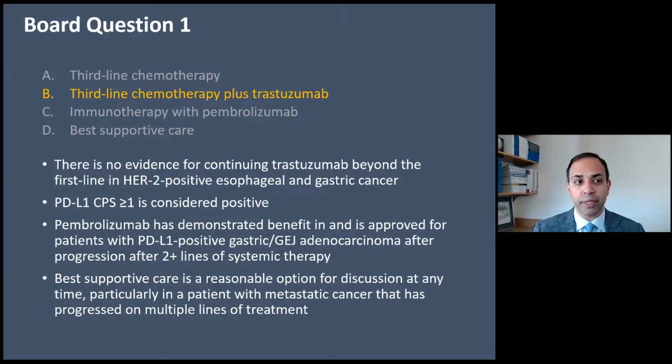The correct option here is B, third-line chemotherapy plus trastuzumab. This is not an appropriate option in this setting, as there is no evidence for continuing trastuzumab or any other HER2-directed therapy beyond the first line for patients with HER2-positive esophageal or gastric cancer. I would note from the question that the patient's PD-L1 CPS, which was greater than 1, is considered positive. Pembrolizumab has demonstrated a benefit in and is approved for patients with PD-L1 positive gastric or gastroesophageal junction adenocarcinomas after progression on 2 or more lines of prior systemic therapy. And I would note that best supportive care is a reasonable option for discussion at any time for a patient with cancer, but particularly in a patient with a metastatic cancer that has progressed on multiple lines of treatment.